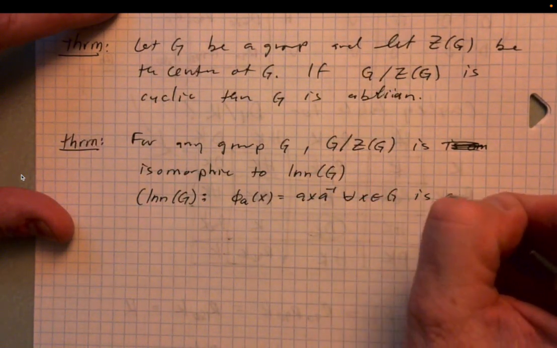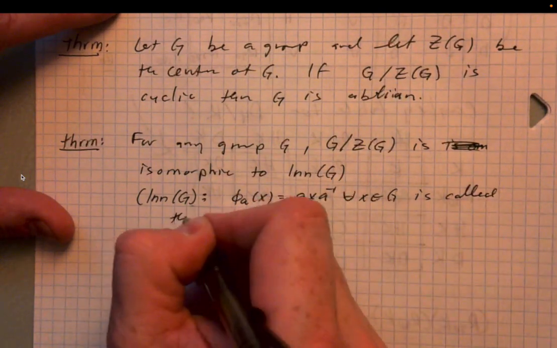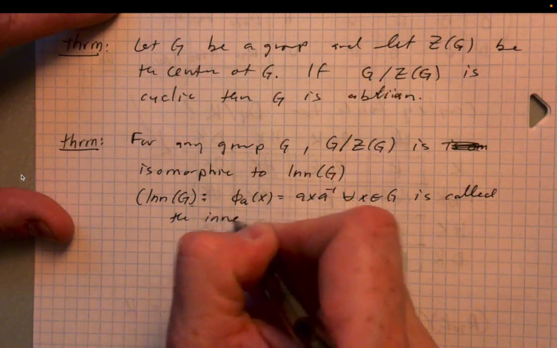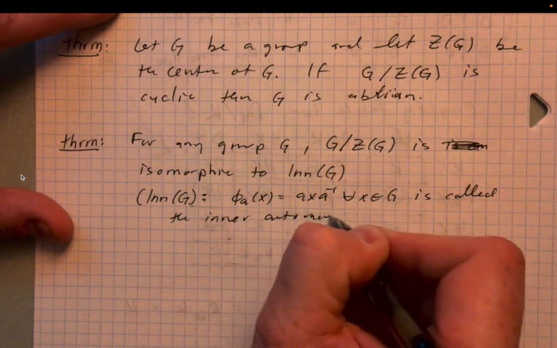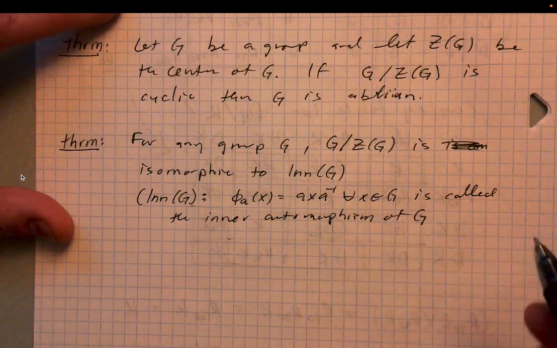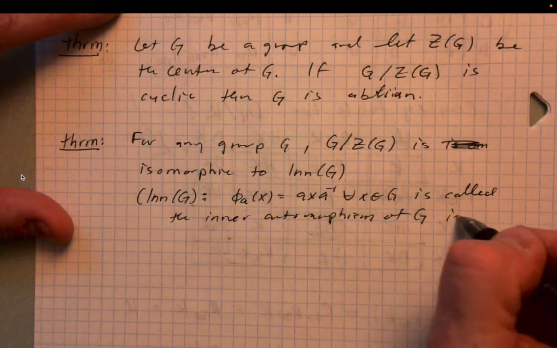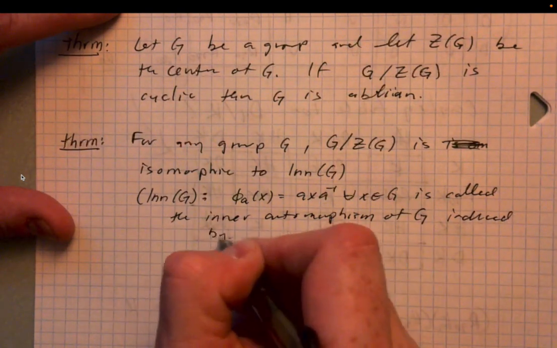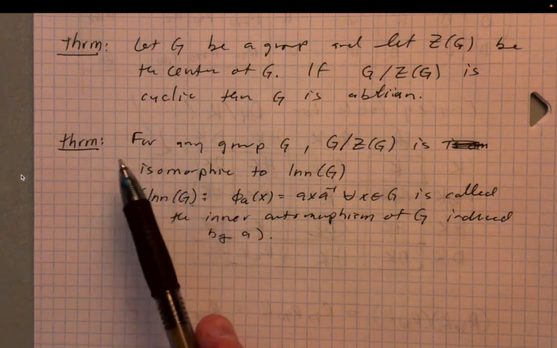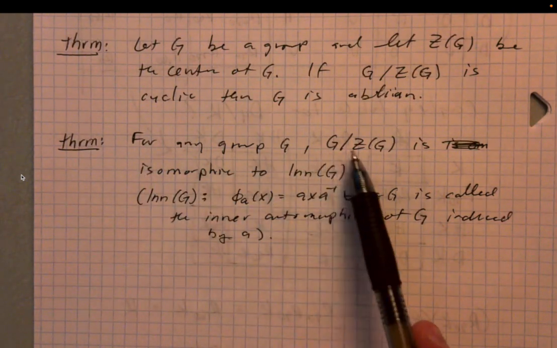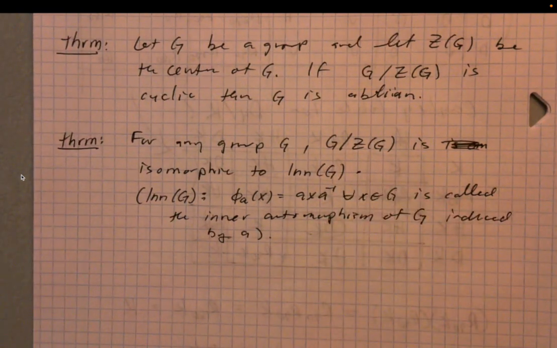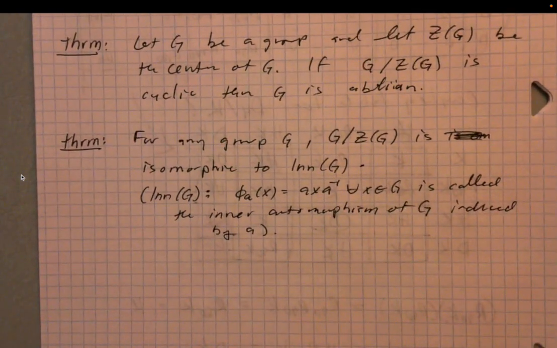This is called the inner automorphisms of G, technically induced by a. Okay, so we saw this before, but basically this is just saying that for any group G, G mod ZG is isomorphic to this inner automorphism group.